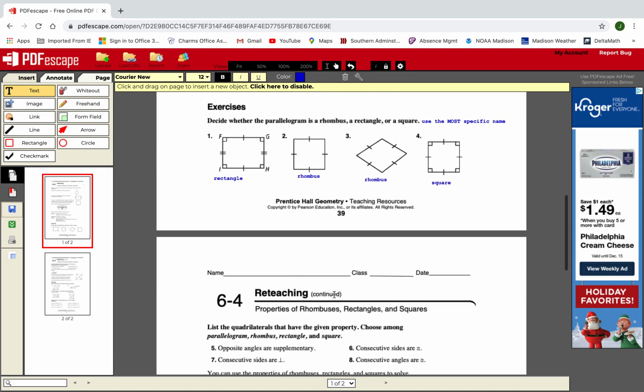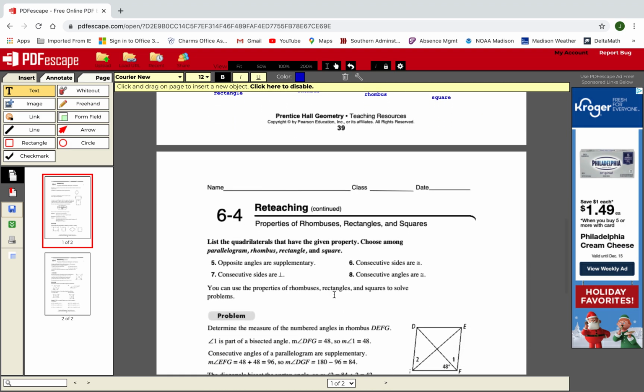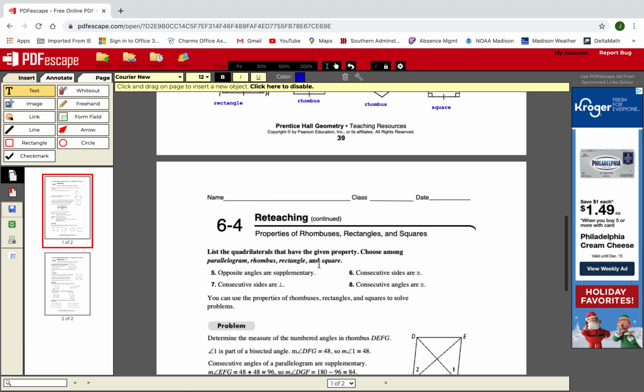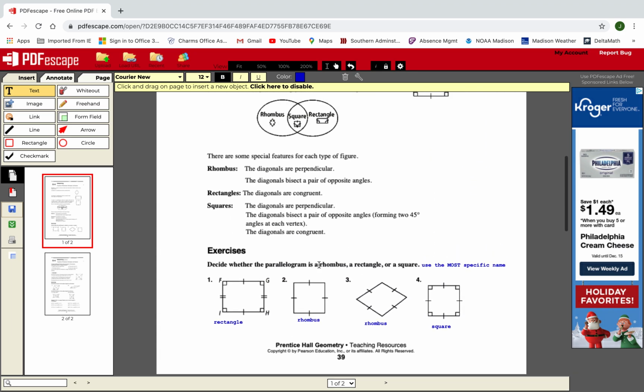All right. Okay, so properties of rhombuses, rectangles, and squares. List the quadrilaterals that have the given property. We're choosing among parallelogram, rhombus, rectangle, and square. Number 5: opposite angles that are supplementary. Well, let's look at these things.